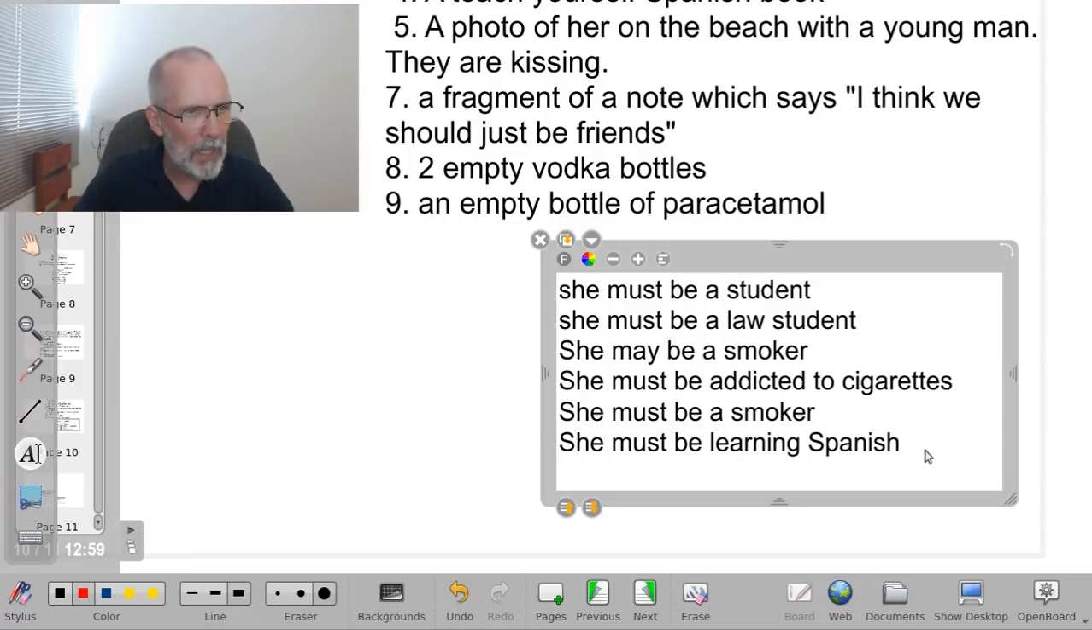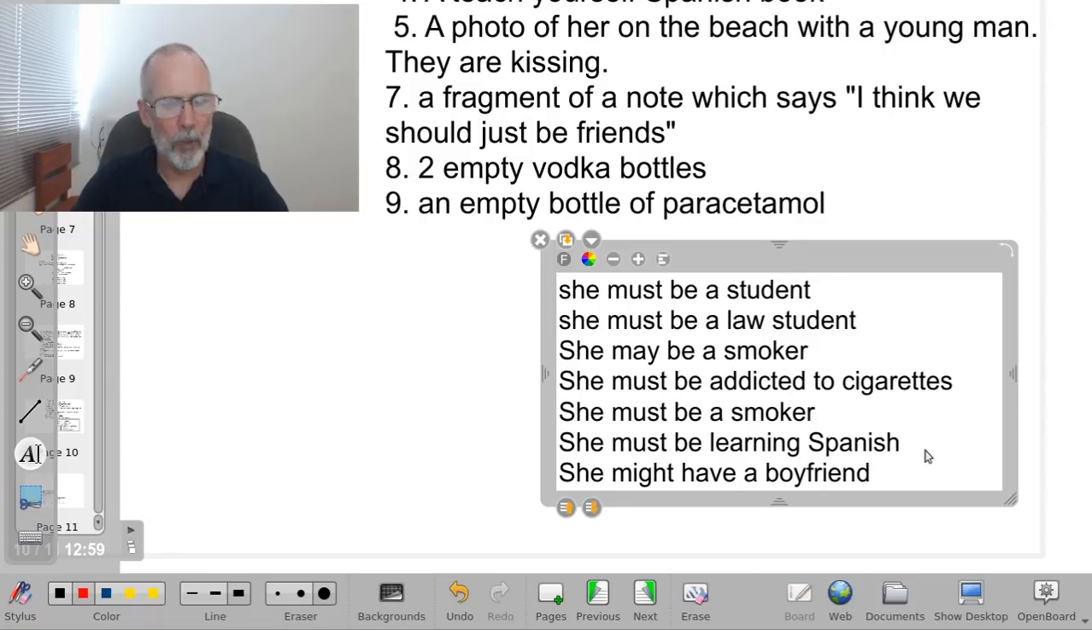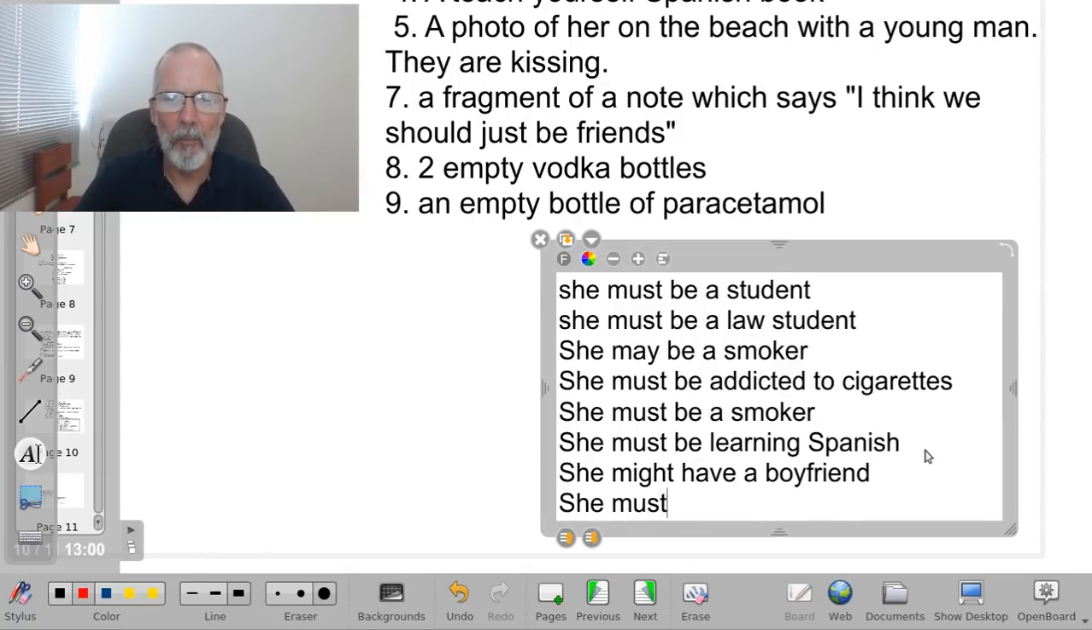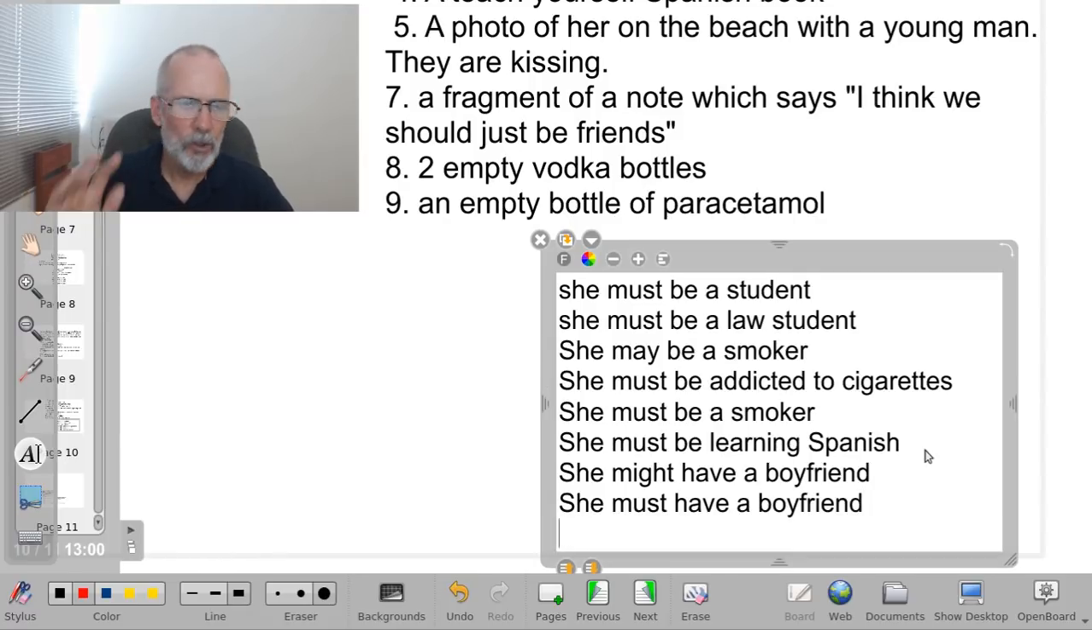You said she might be, but here we could say she must have. Well, you said might. She might have a boyfriend. I would say if she's in a photo with a guy and they are kissing, I would say she must have a boyfriend. That's what I would say. Strong possibility. She must have a boyfriend.